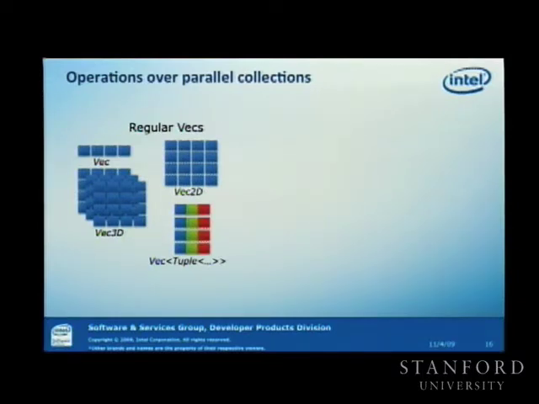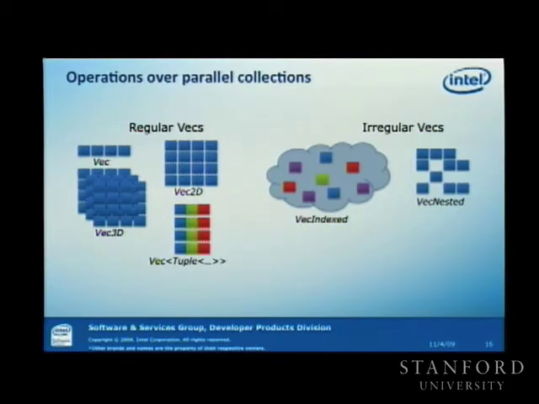We support collections of primitive types, like floats and doubles and so on, but also short arrays or tuples. So you could have a 2D vec of 3 8-bit unsigned integers to represent an image, for example. We also have these irregular structures, nested vecs, which are kind of like ragged arrays. If you're familiar with Guy Blelloch's work, they're segmented vectors, useful as a building block for a lot of irregular data structures, and indexed vectors, which are basically value key associations. So if you're used to using something like MapReduce, where you have value key associations, it's basically the same thing.